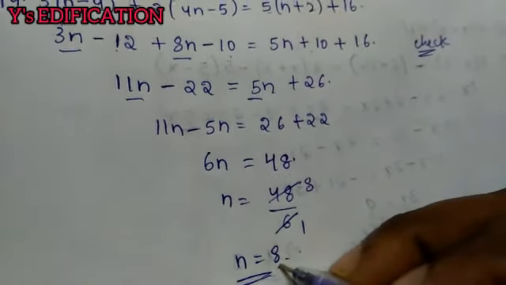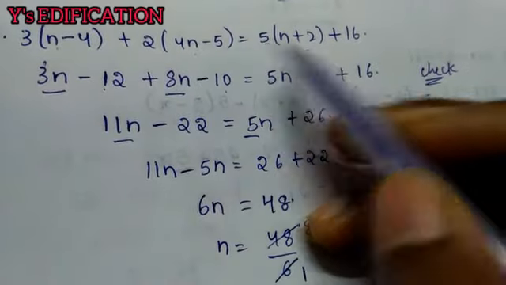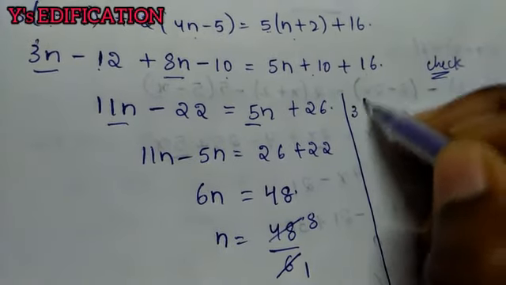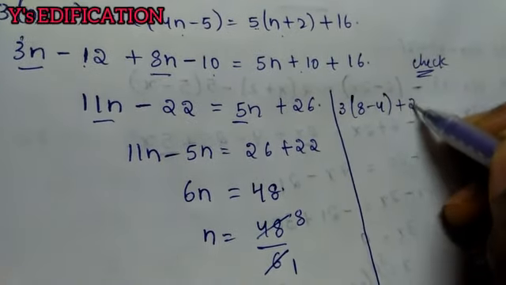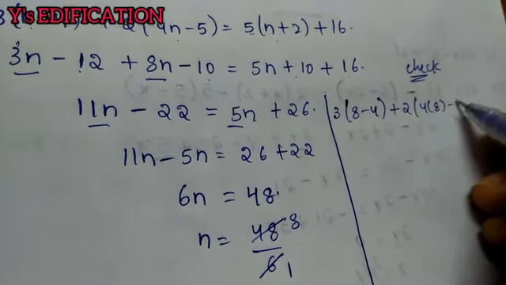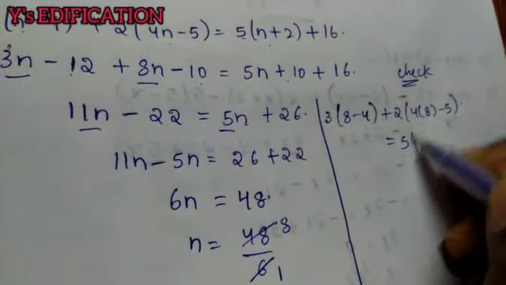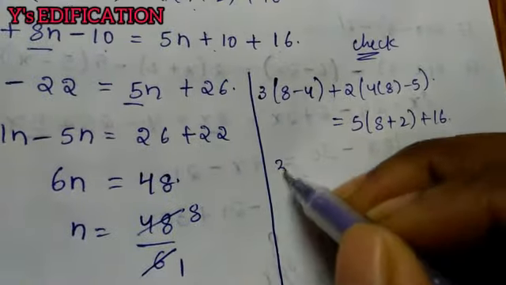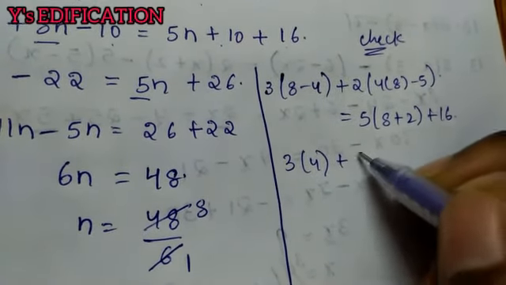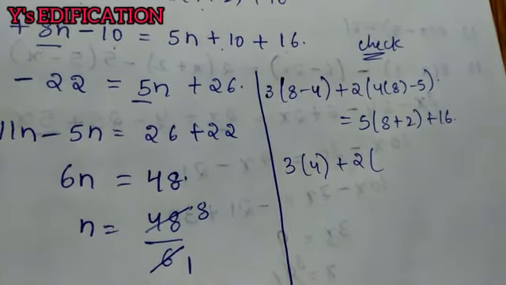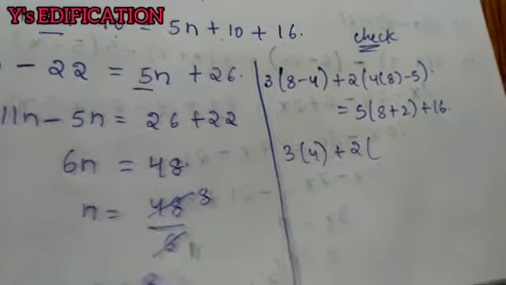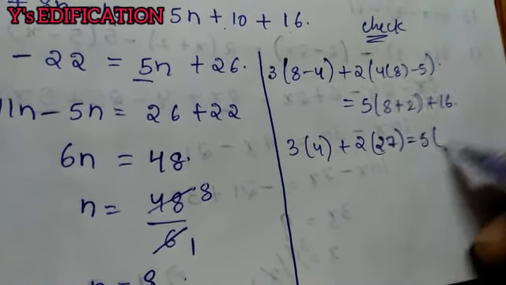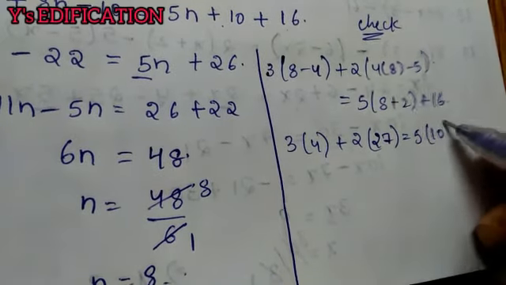Here the answer is 8. n is equal to 8. Now substitute 8 wherever the value of n is there. Okay, this is the check I am doing here. So 3 into (8 minus 4) plus 2 into (4 into 8 minus 5) is equal to 5 into (8 plus 2) plus 16. Okay, so it becomes 3 into, what is 8 minus 4? It is 4, plus 2 into 4 into 8 is 32. 32 minus 5 is 27, is equal to 5 into (8 plus 2) is 10, plus 16.